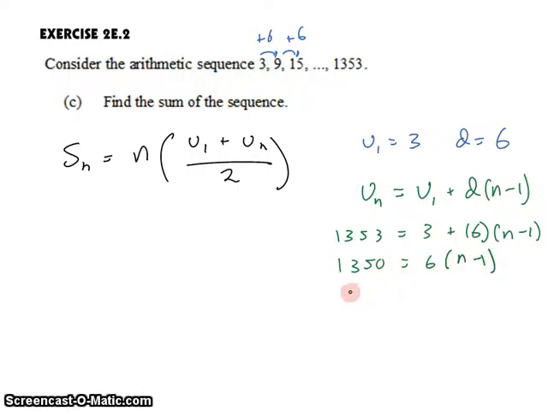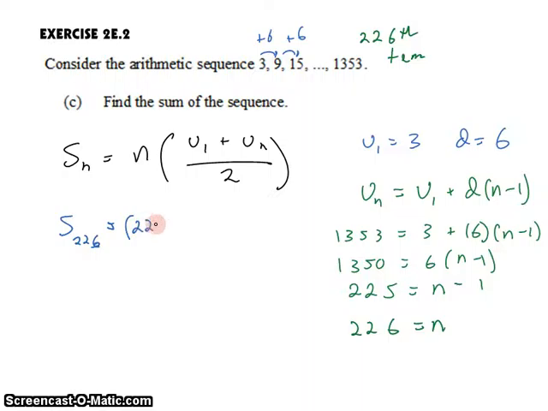1,350 divided by 6 is 225. Finally, we'll add 1 to the other side, 226th term. So this is the 226th term. So what we want to solve then is the sum of the first 226 terms.